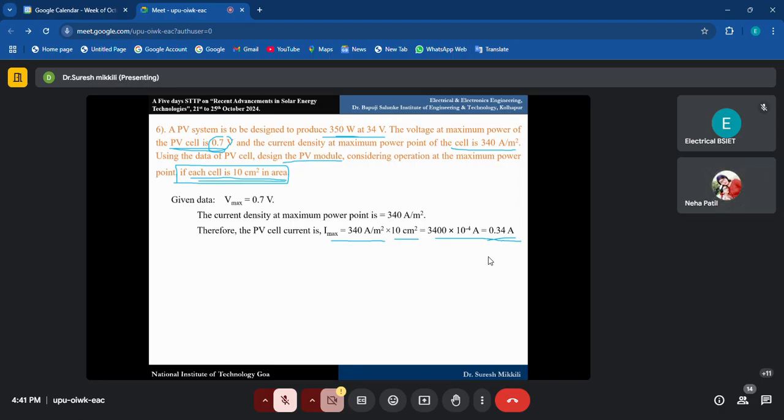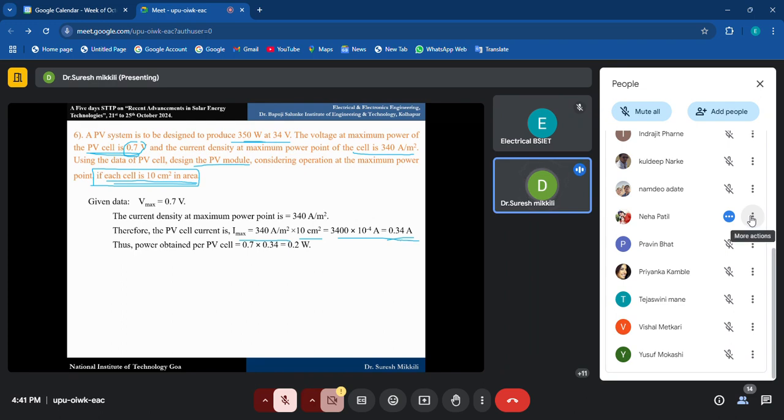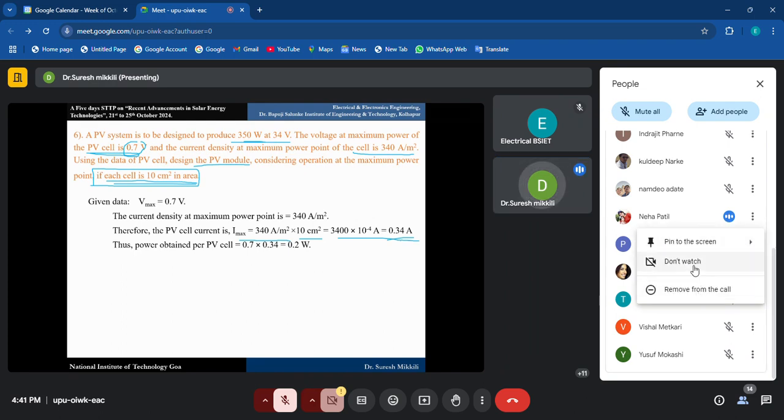Yes, sir. Power obtained for each cell is voltage into current. 0.7 into 0.34. Power obtained for each cell is 0.2 watt.